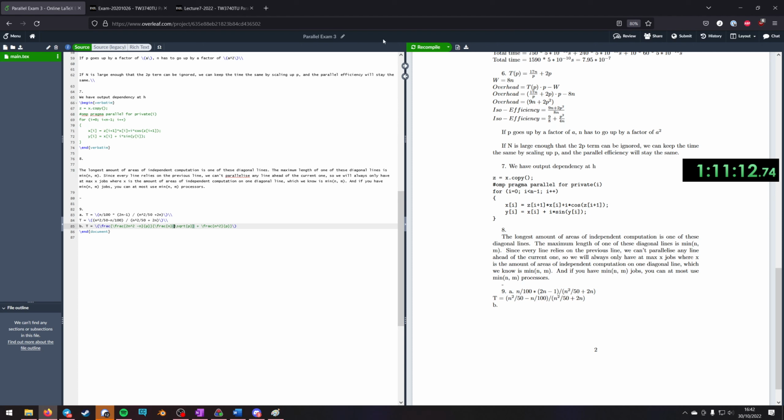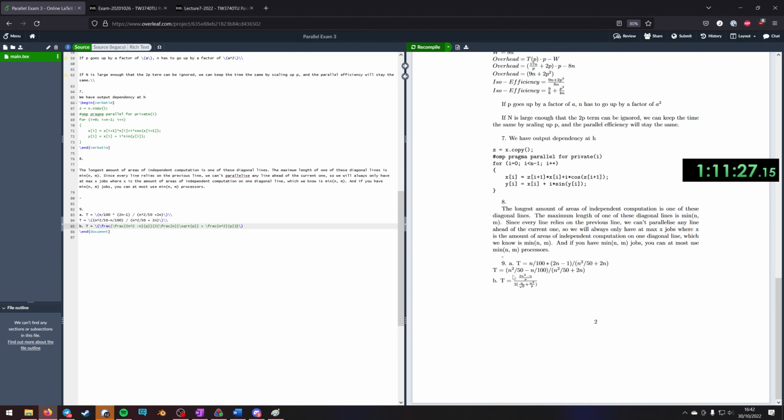Actually, this is a fraction. So I have to do 2 times, because the communication time is twice as much as the other one. So, a bit of a messy equation. But we can simplify it since we know p. So p is 100. Square root of p is 10.